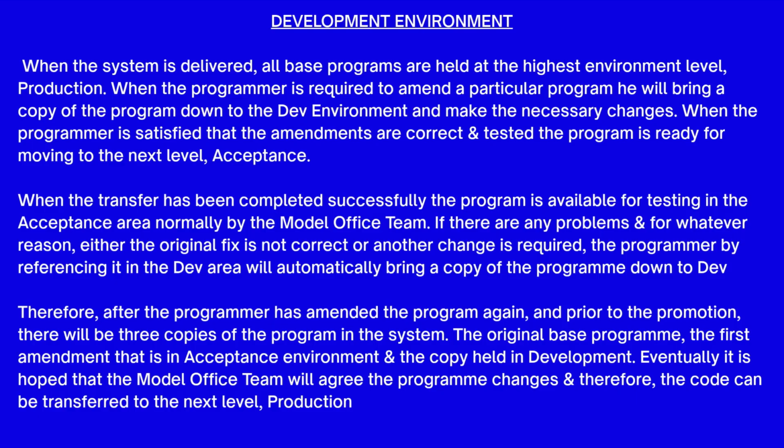If there are any problems, for whatever reason, either the original fix is not correct or another change is required, the programmer, by referencing it in the dev area, will automatically bring a copy of the program down to dev. Therefore, after the programmer has amended the program again, and prior to the promotion, there will be 3 copies of the program in the system: the original base program, the first amendment that is in the acceptance environment, and the copy held in development. Eventually, it is hoped that the model office team will agree the program changes and therefore, the code can be transferred to the next level, production.